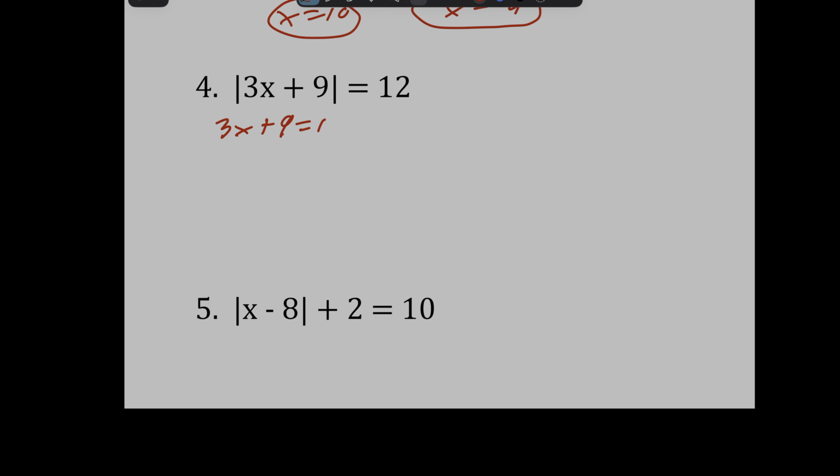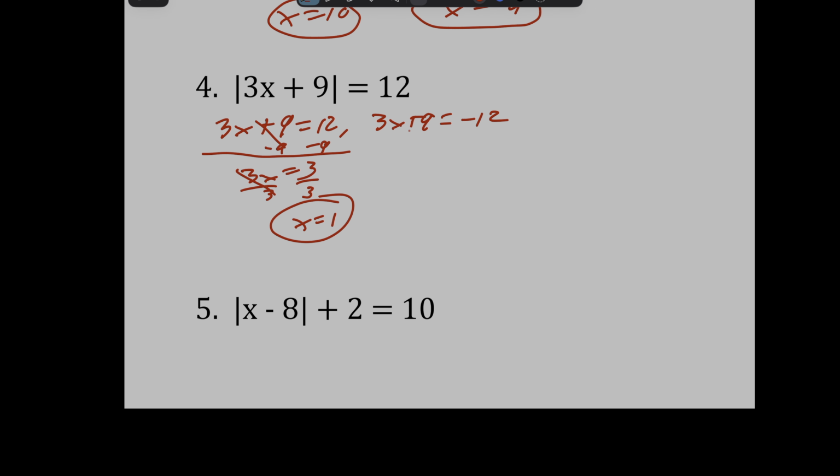Okay, so 3x plus 9 equals 12. And now 3x plus 9 equals what? Negative 12. And now I just solve for both. Once I subtract 9 from both sides, I'll get 3x equals 3. And once I divide everybody by 3, I'll get x equals 1. And minus 9 from both sides.